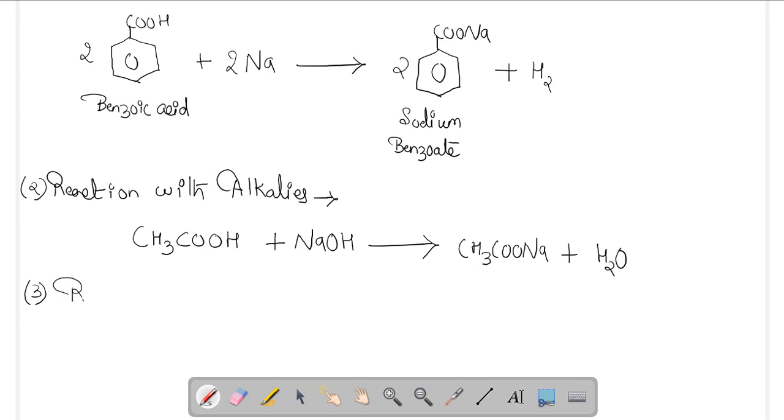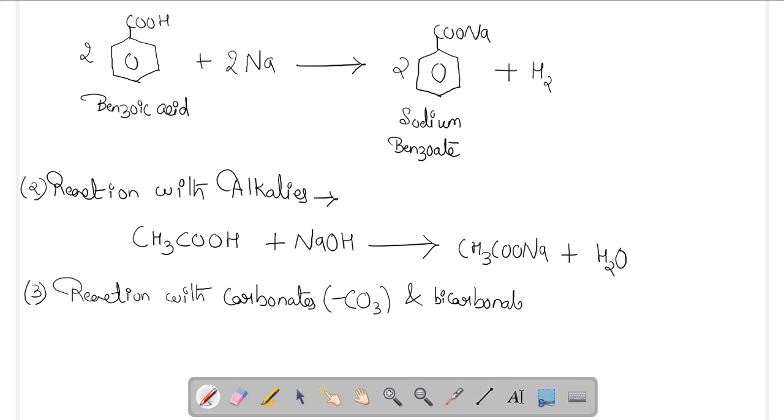Next is the reaction of carboxylic acid with carbonates and hydrogen carbonates. That is CO3 and hydrogen carbonate or bicarbonates, that is HCO3.